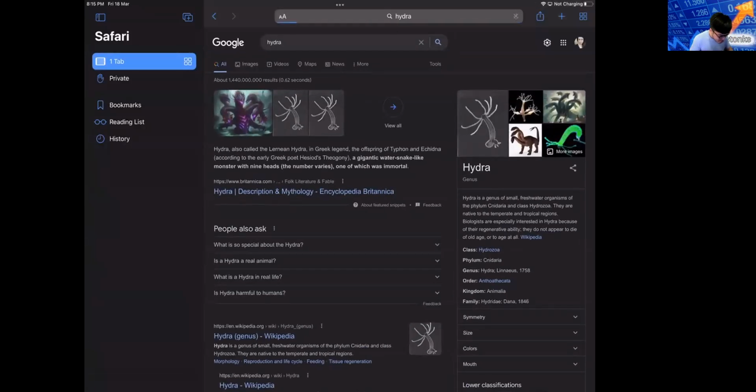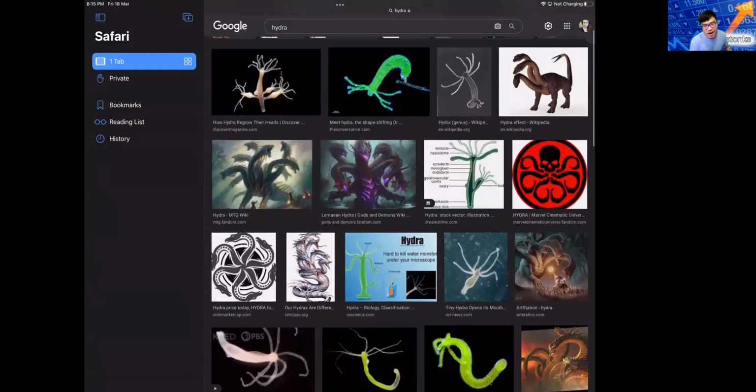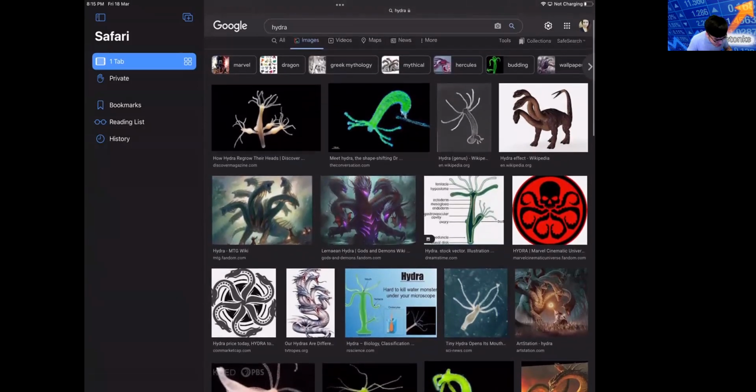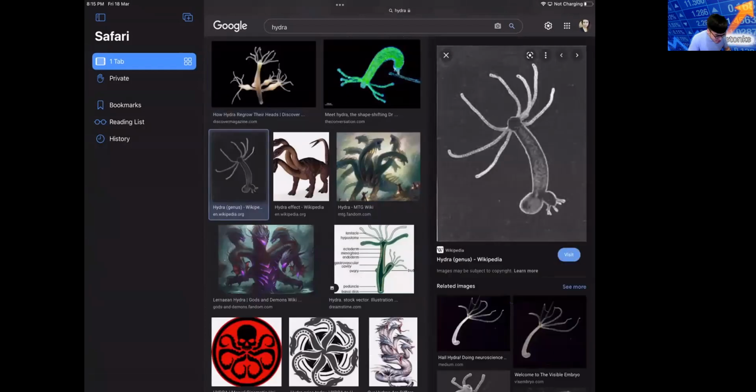Hydra. Not the Marvel Hydra. If you watch Marvel, there's a, what was it called? The terrorist organization. I mean, you go watch Endgame, Captain America actually said "Hail Hydra." So Hydra is actually a very tiny looking animal. You still need your microscope to see that. A very boring one.